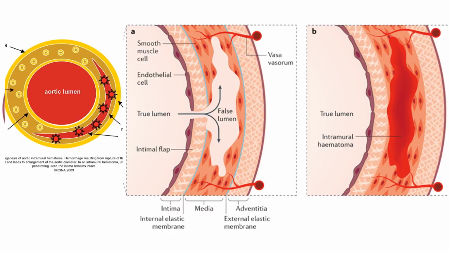Aortic intramural hematoma is defined as hematoma within the medial layer of the aorta, in the absence of detectable intimal tears. Aortic intramural hematoma occurs when a rupture of the vasa vasorum leads to bleeding within the aortic wall layers without an intimal tear.